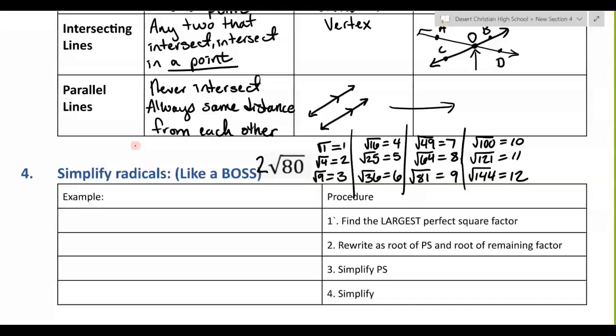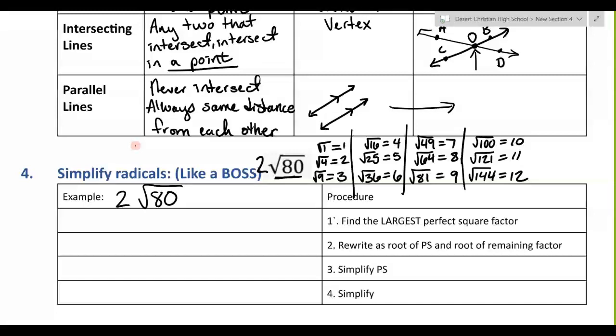So we have this 2 radical 80. We're going to start by finding the largest perfect square factor of the radicand, what's inside the radical. So I'm going to keep this 2 on the outside there. I have this radical 80. First of all, is 80 a perfect square? No, 81 is, but 80 is not.